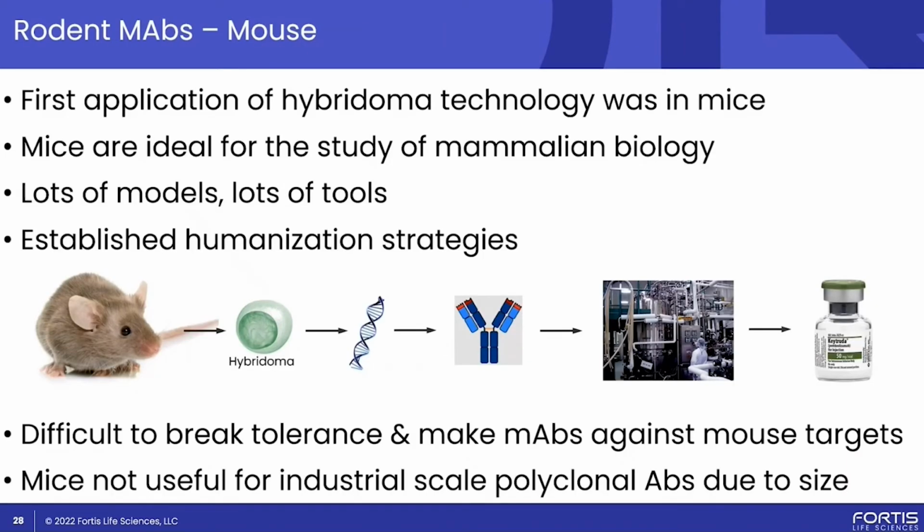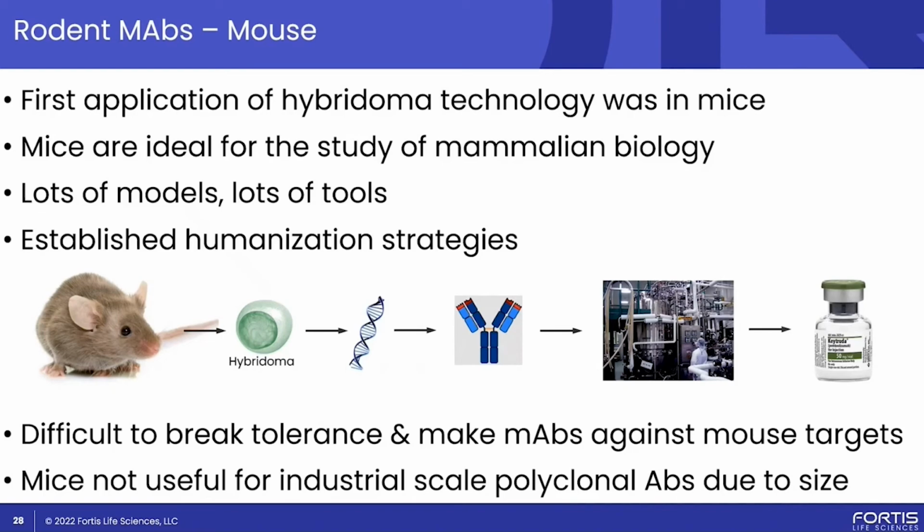So let's talk a little bit about some of the species that can be accessed through these different technologies. So really the founding species in monoclonal antibody technology was the mouse. That's where hybridoma technology was developed. They're a widely studied, widely used model of mammalian biology. There are lots of mouse models, lots of tools for working with mice. So they're a very popular starting point for antibody development.